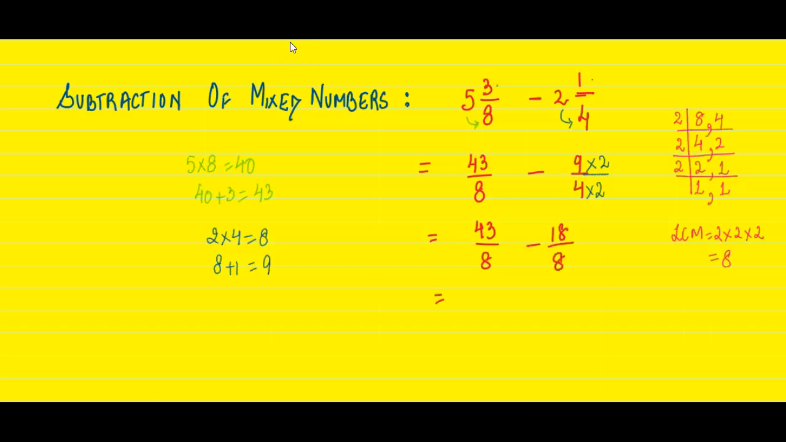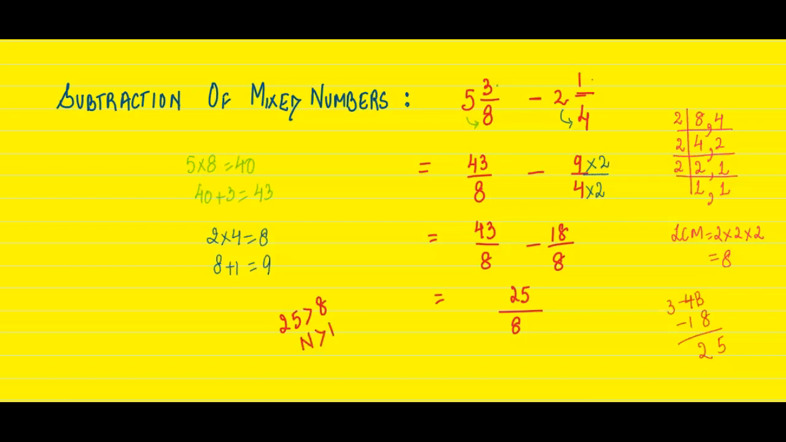So now these are like fractions, so we can easily subtract the numerators. So let's subtract the numerators. 43 minus 18, and let's see what we get. 13 minus 8 is 5. 3 minus 1 is 2. So we get 25 by 8. Now, since 25 is greater than 8, this is an improper fraction.